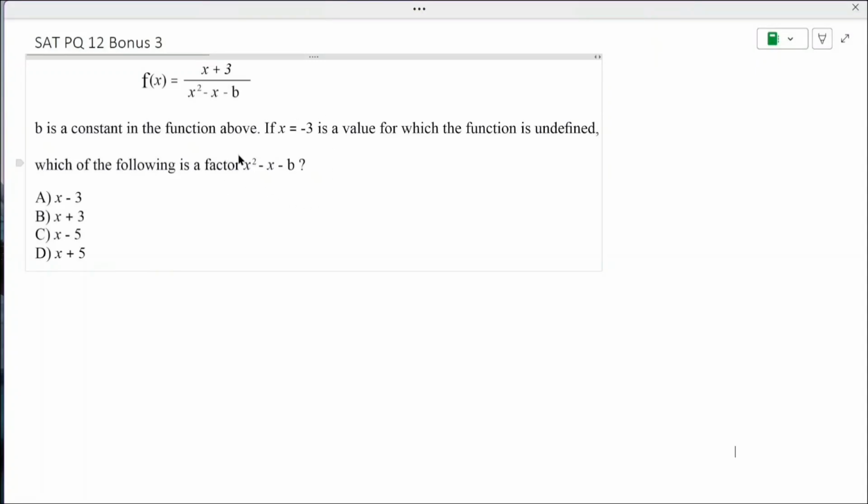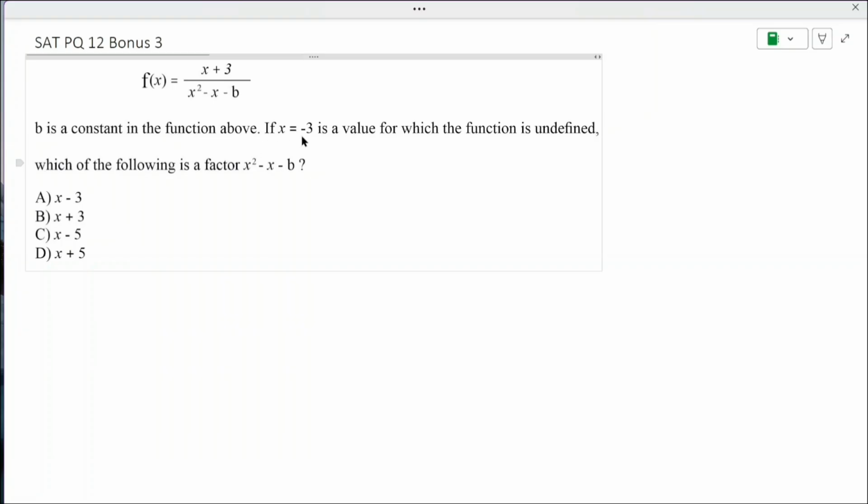This is the third bonus question to question 12. It's the last one. We have f of x equals (x plus 3) over (x squared minus x minus b). b is a constant. That means b is a number. It could be 2, 3, 4, 5, any number.